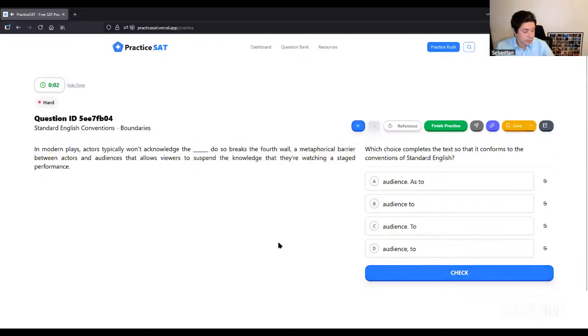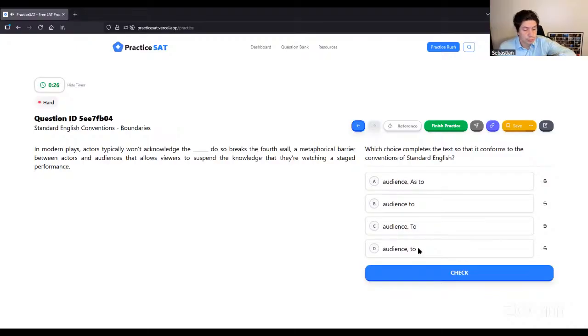In modern plays, actors typically won't acknowledge the blank. To do so breaks the fourth wall, a metaphorical barrier between audiences that allow viewers to suspend the knowledge that they're watching a stage performance.